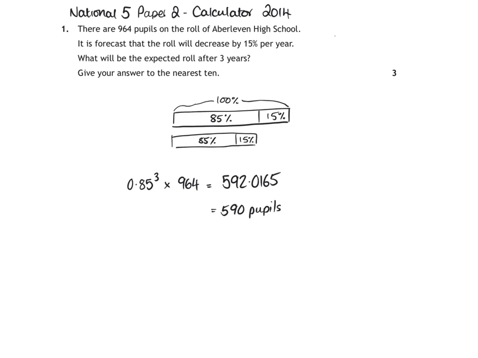Right, so how this question is marked. For the first mark, you get a mark for knowing to decrease by 15%, so the 0.85. You get a mark for knowing to times that cubed by 964, so knowing how to calculate the roll. And then you get a mark for the final answer rounded to the nearest 10. So it's quite a straightforward question, as long as you remember the fact that you have to raise it to the power of the number of years. Okay, so now on to question 2.